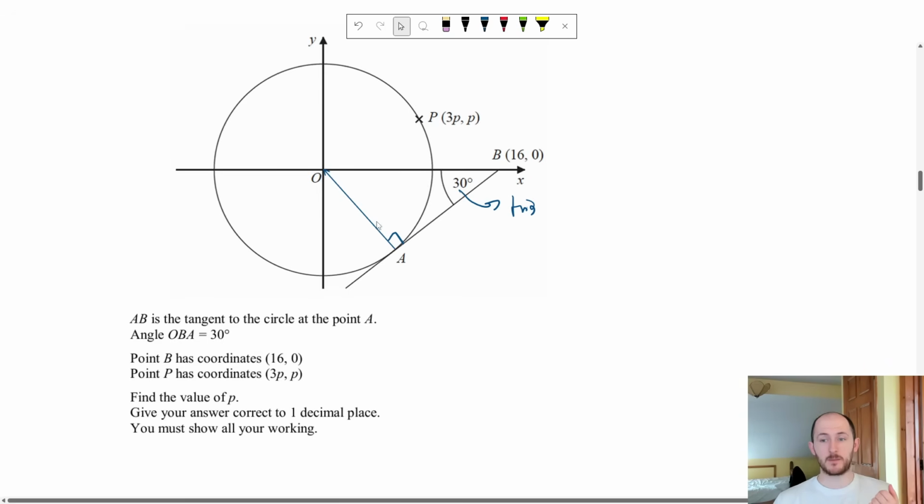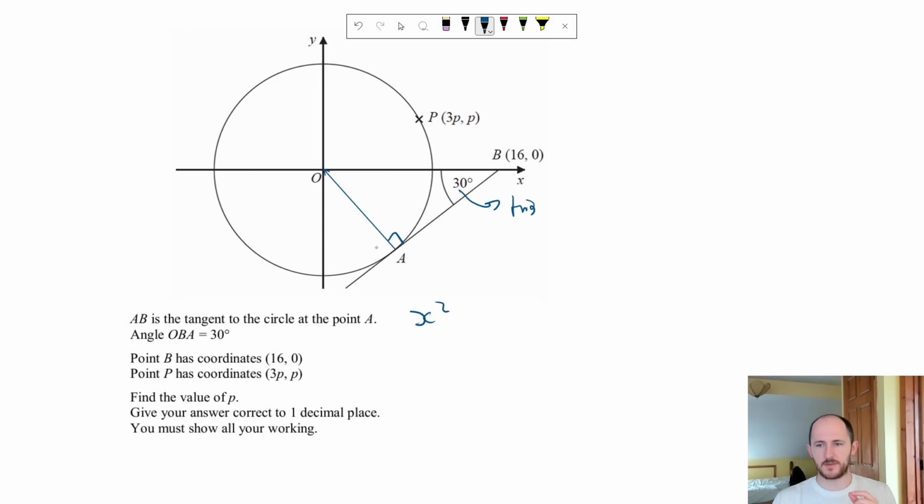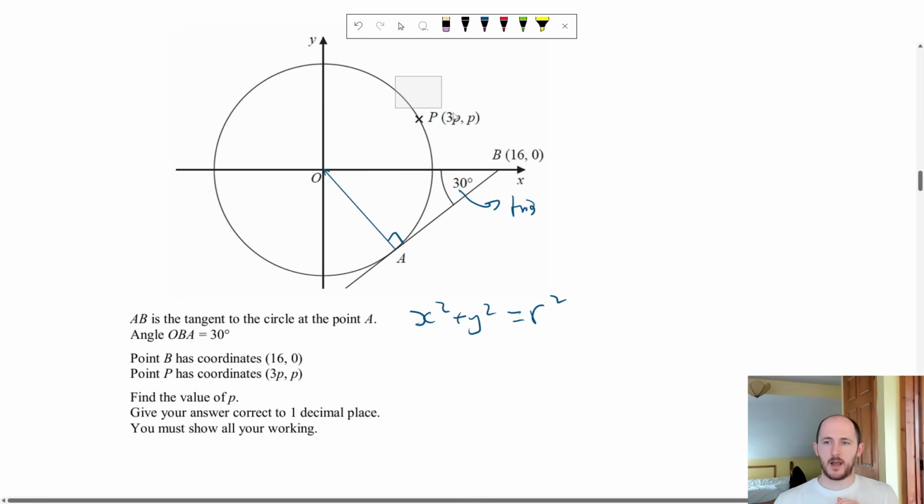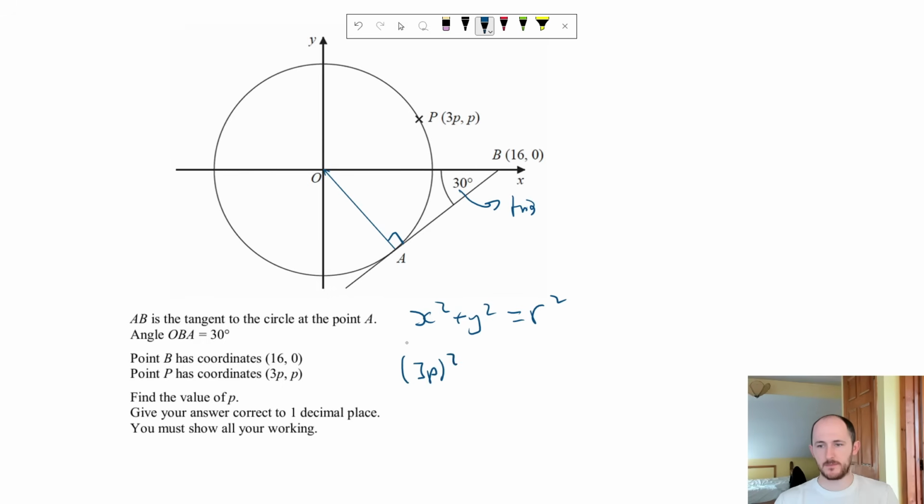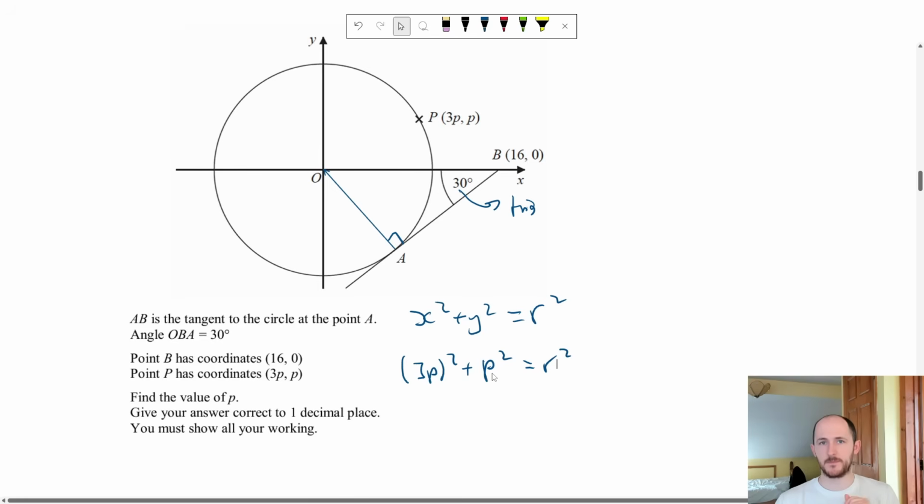But the radius is something I've seen in previous questions that we've used, right? I've found the radius before. But why do I need the radius? Well, that would give me the equation of the circle. But why would I need the equation of the circle? Now, here's where it gets interesting. The goal of this question is to find what P is. Now, P lies on the circle, which means if I knew the equation of the circle, I can then sub in my values for P. And if I knew what R was, I could then solve for P.